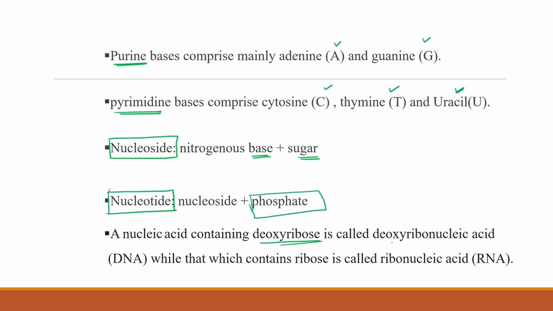A nucleic acid that contains deoxyribose sugar is deoxyribonucleic acid, DNA, while ribose means ribonucleic acid. Ribose is a type of sugar which is present in RNA. Deoxyribose is a type of sugar which is present in DNA.